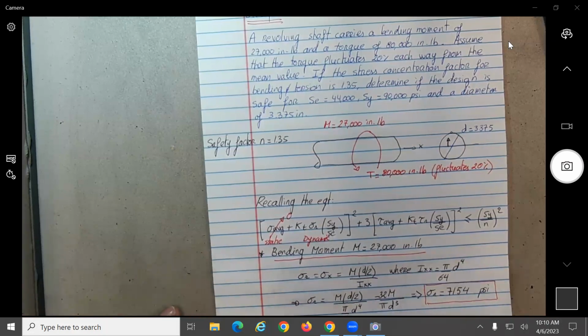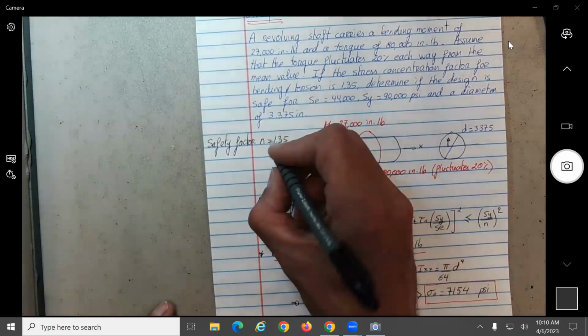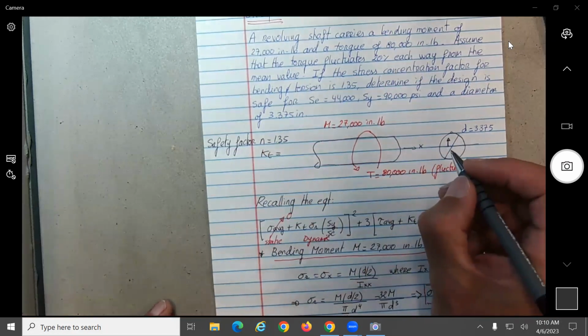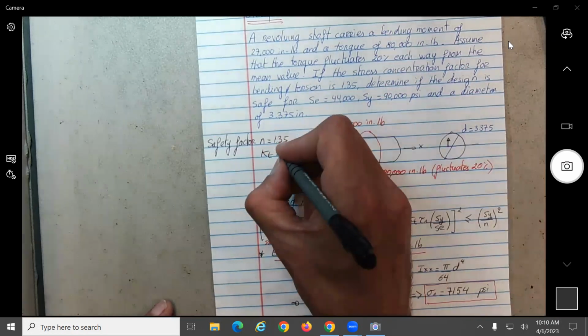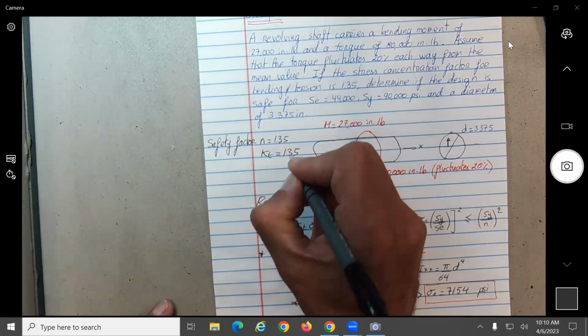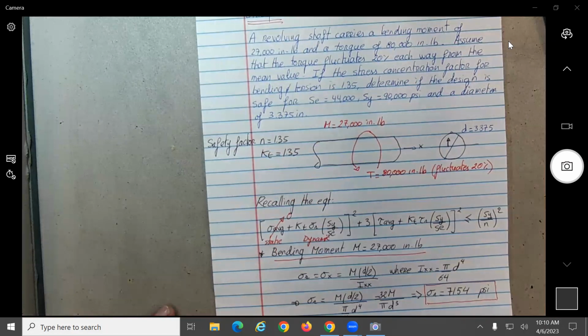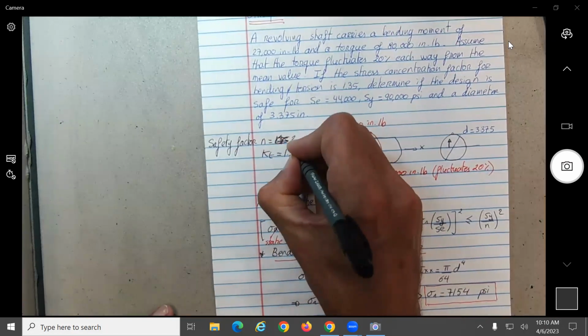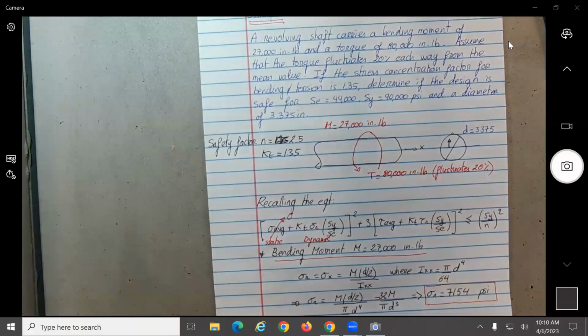So we know K of T. What will be K of T in this problem? They say also that K of T is how much? Oh, wait, stress concentration factor is 1.35. All right, a safety factor, let's use 2.5. Okay, sorry for that. Change this, otherwise it's going to become 2.5. So we took care of this term over here.